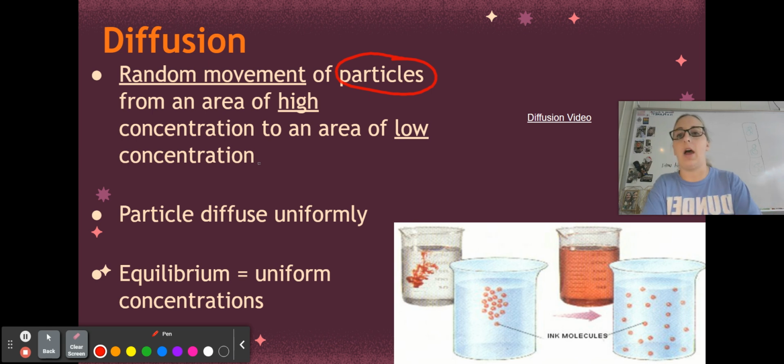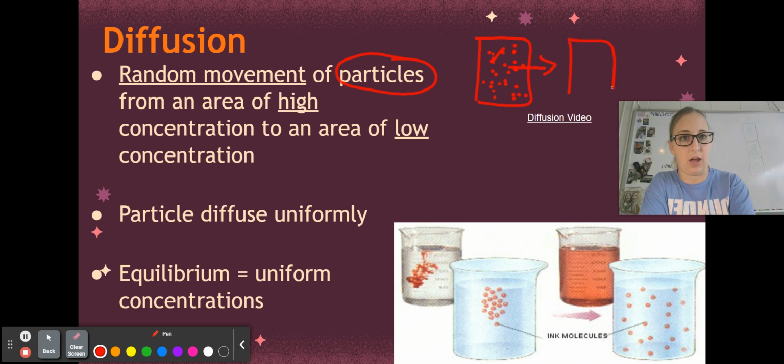Okay. So diffusion means that you start with high concentration. So that's what we're looking at here. And then as soon as the opportunity presents itself, it's going to move to an area of low concentration where there's more room, there's more space. Eventually with diffusion, everything will disperse evenly.